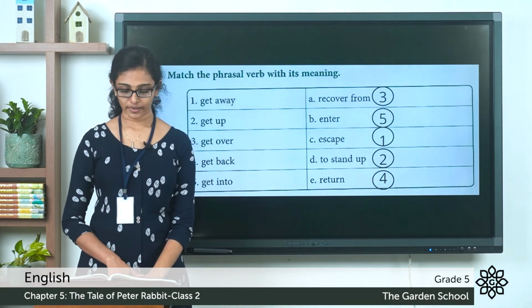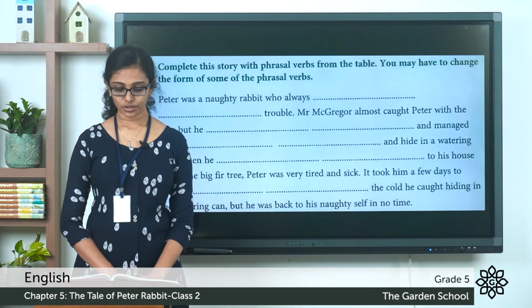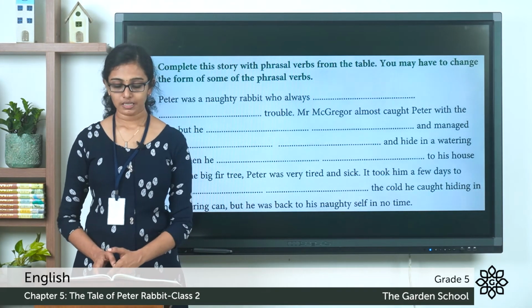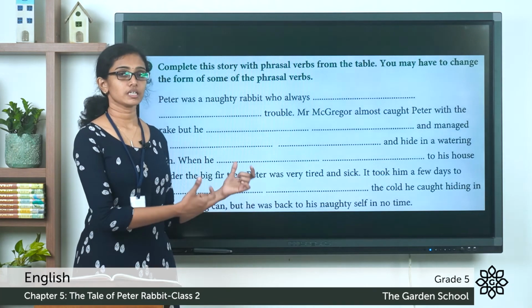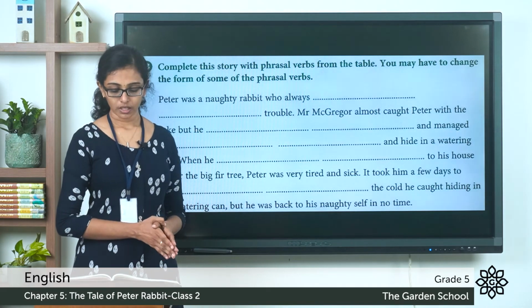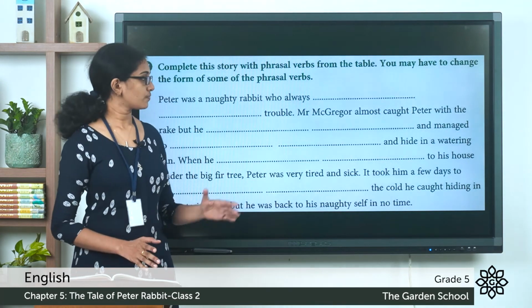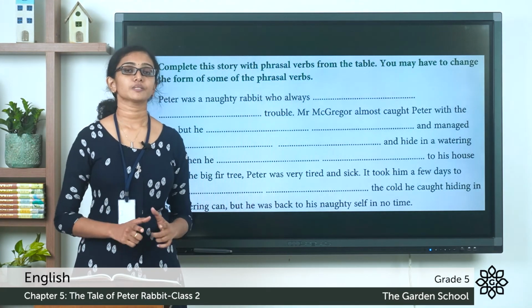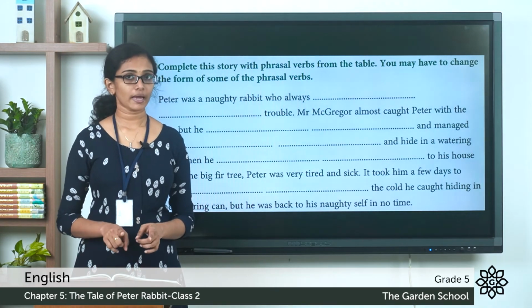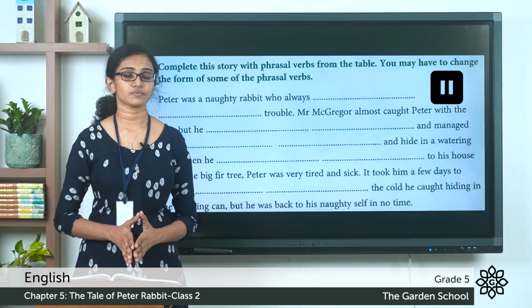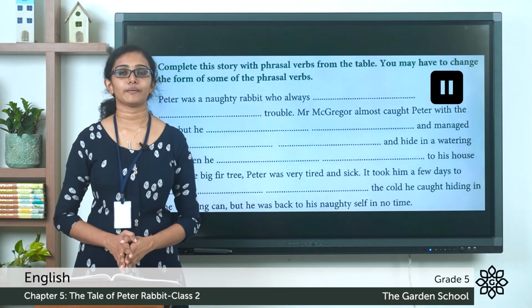Now the next section of exercise. Complete the story with phrasal verbs from the table. You may have to change the form of some of the phrasal verbs. So we have seen some phrasal verbs in the table that we saw earlier. So from this list of phrasal verbs that you learned, you have to use the correct phrasal verb to fill up the blanks in the given passage. So do this as an activity now. Please pause the video, and in some cases you may have to change the tense of the verb given there. Please pause the video, finish it and come back.